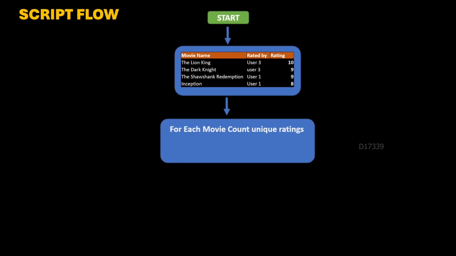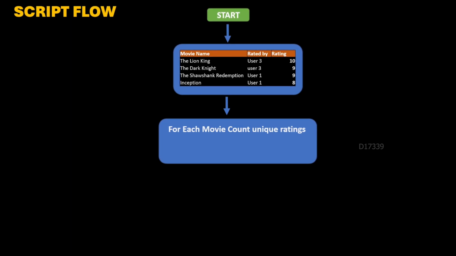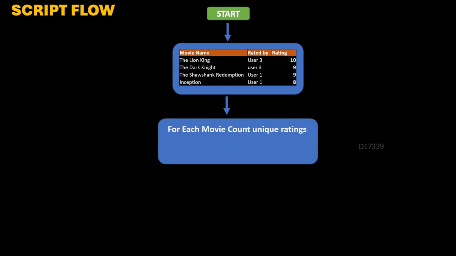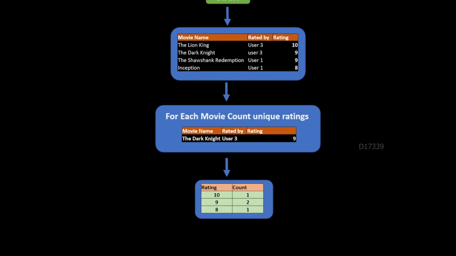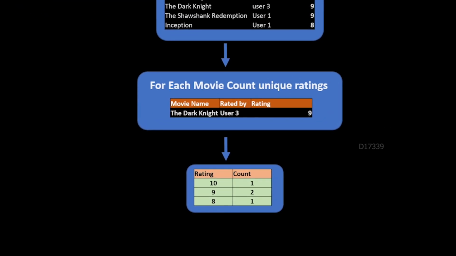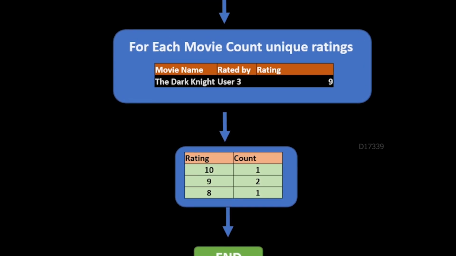rating. Let's say I have the rating of 10. So I'm going to make this a unique rating, and I'm going to start counting on the records which I have. In the same way, for each record, this is going to happen. And finally, once I'm done, my expected output would look something like this. So with rating 10, I would have a count of 1, and with rating 9, I would have a count of 2. So this is how the script goes and finally ends.